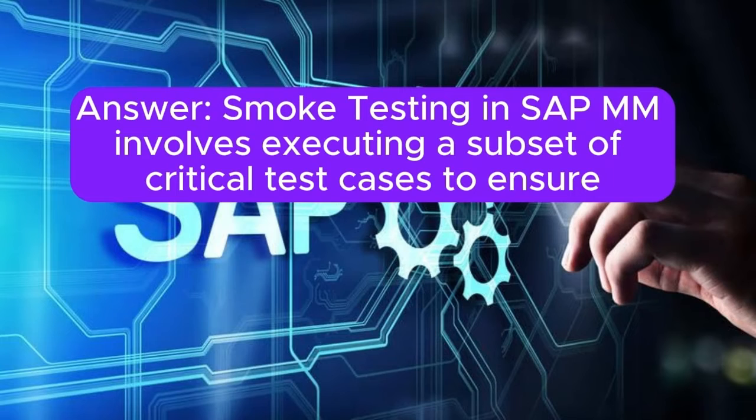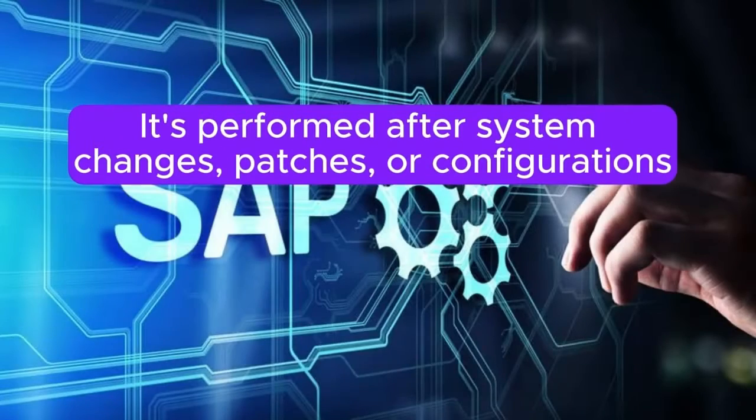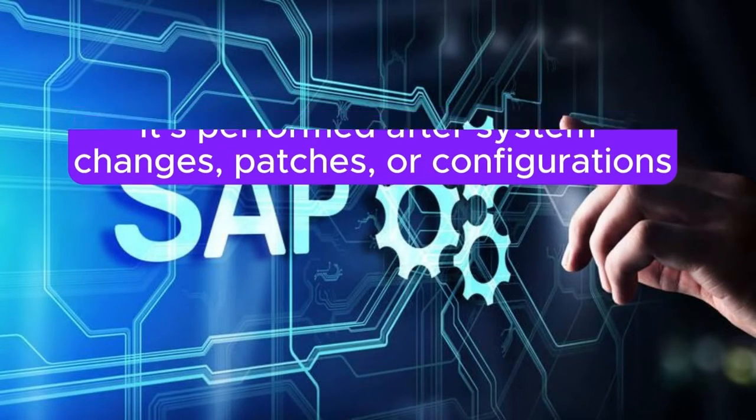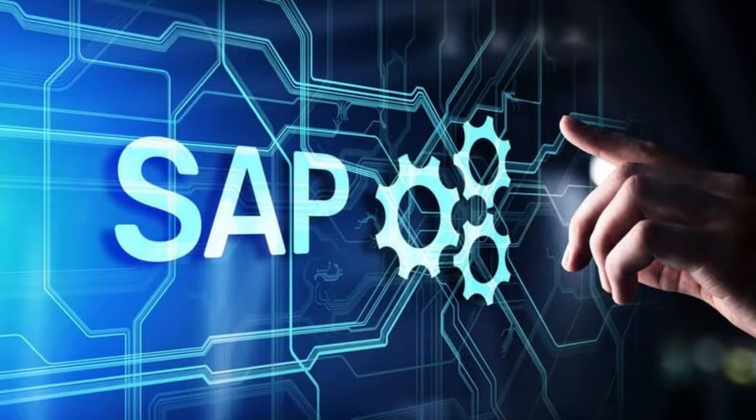Smoke testing in SAP MM involves executing a subset of critical test cases to ensure that the system is stable and ready for more extensive testing. It's performed after system changes, patches, or configurations to quickly validate system integrity before proceeding with more comprehensive testing.